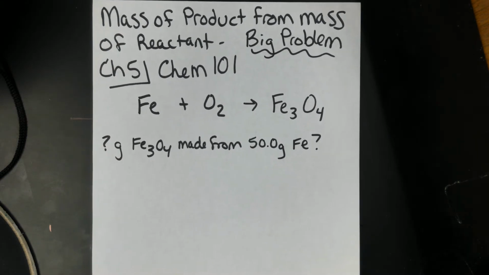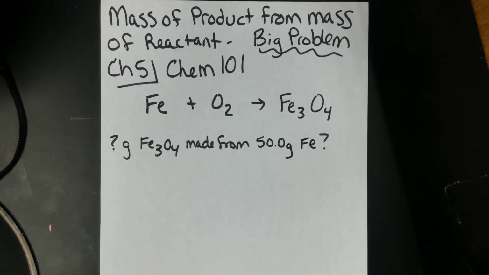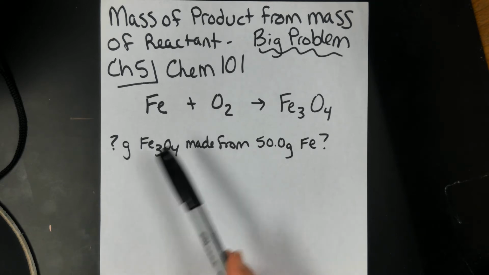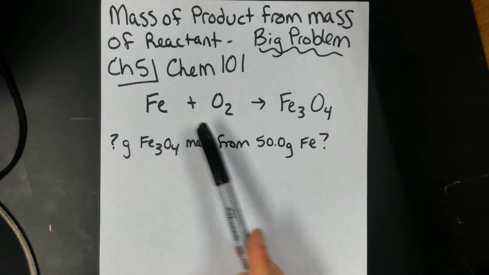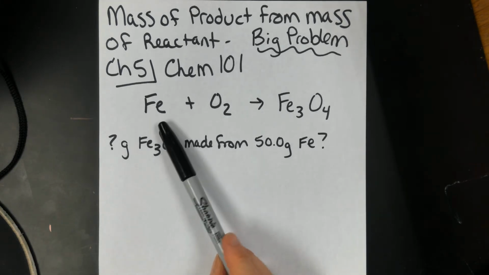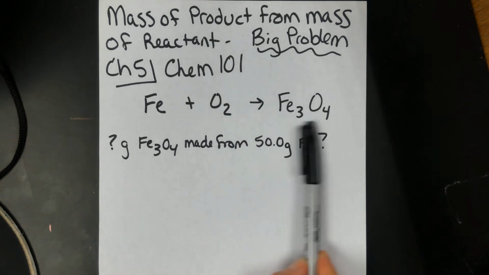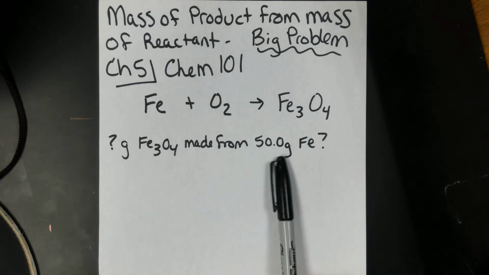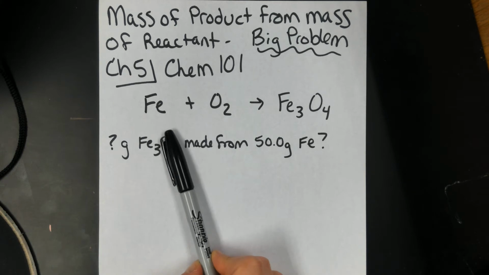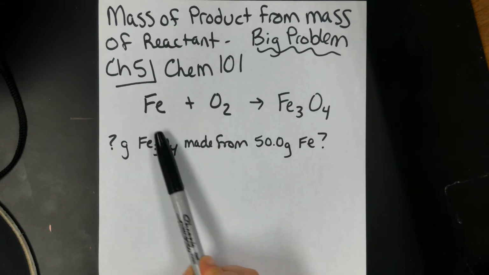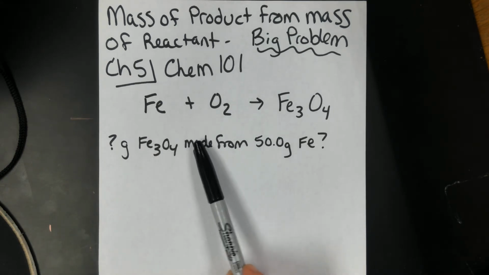So for this video, this is going to be the creme de la creme, the cream on the top here. This video is a big one. I just stole this from the end of the book, and it asks how many grams of this can be produced from 50 grams of iron. So this problem is going to have basically everything we've learned so far in this chapter.